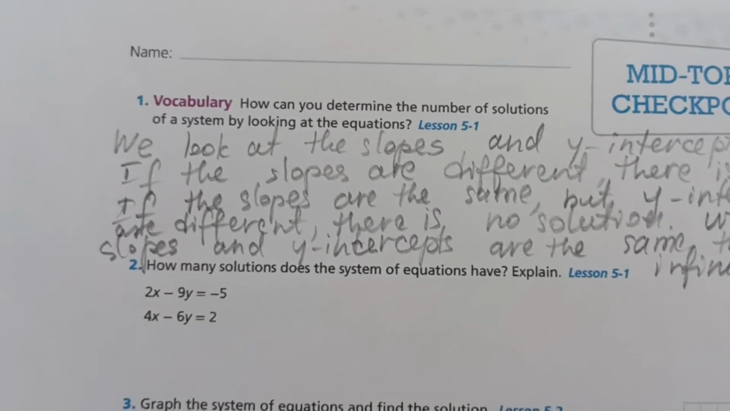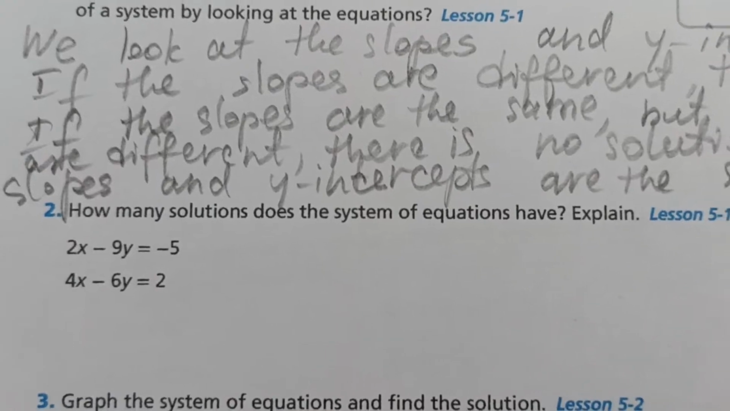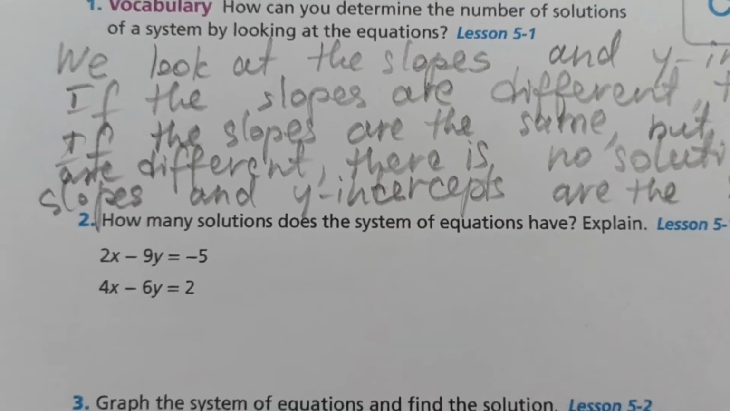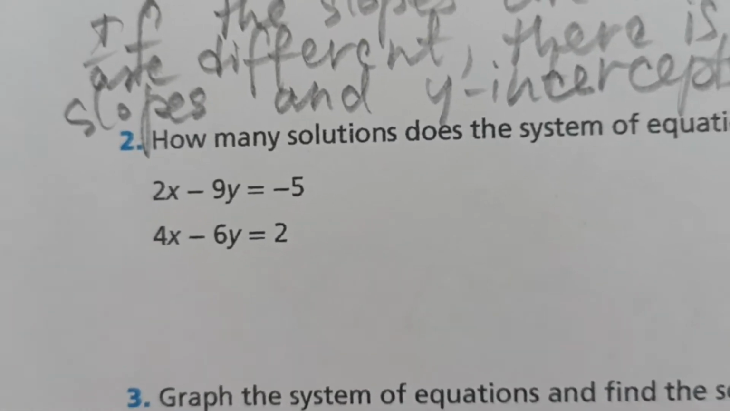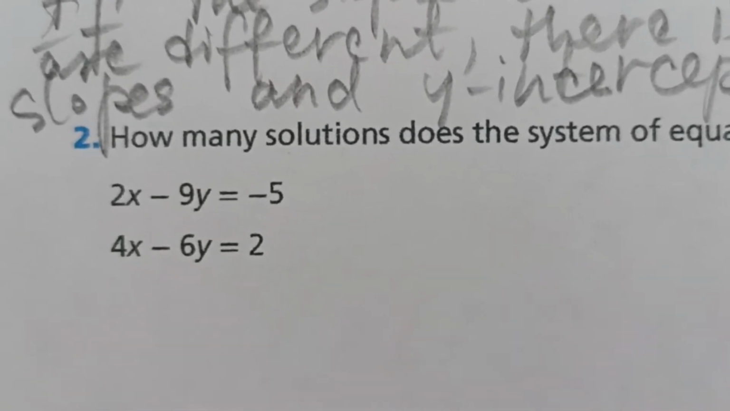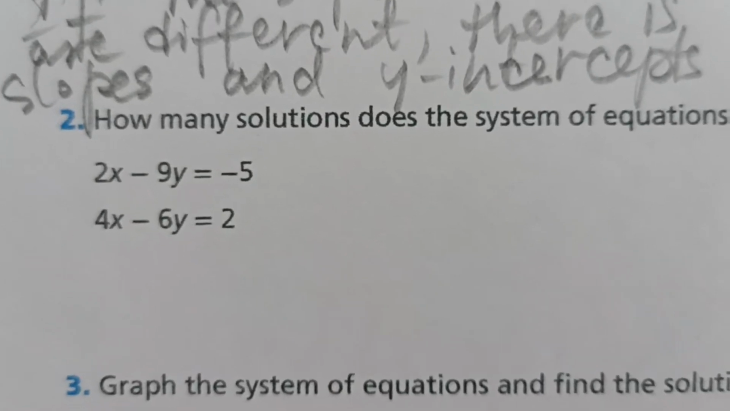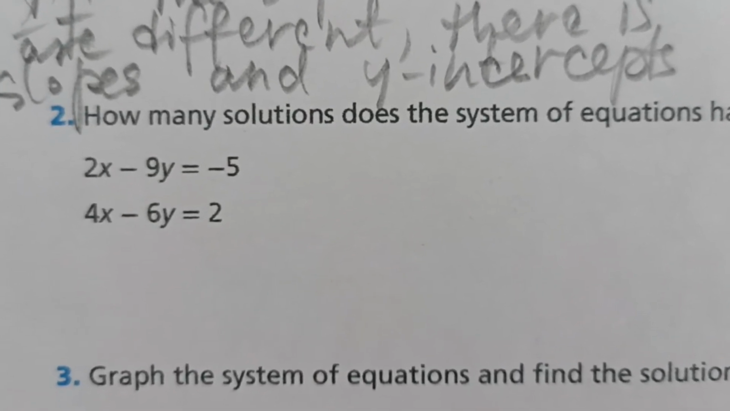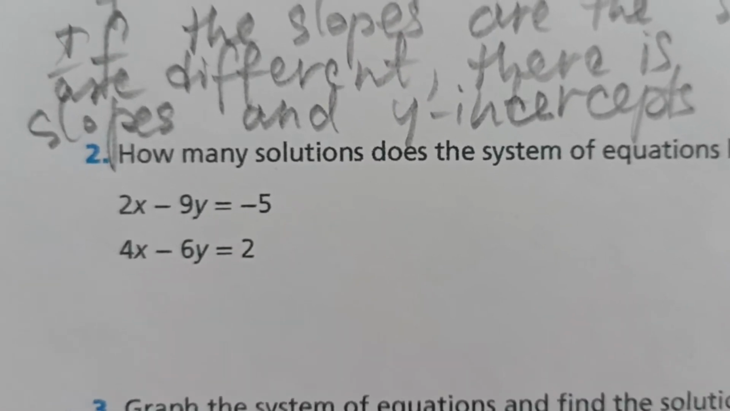Okay, the next task is to identify how many solutions the system of equations has. Explain. To answer this question, we need to look at slope and y-intercept, but here you can see that both equations are in standard form. So first of all we need to transform them into slope-intercept form, and we will be doing this according to our steps.